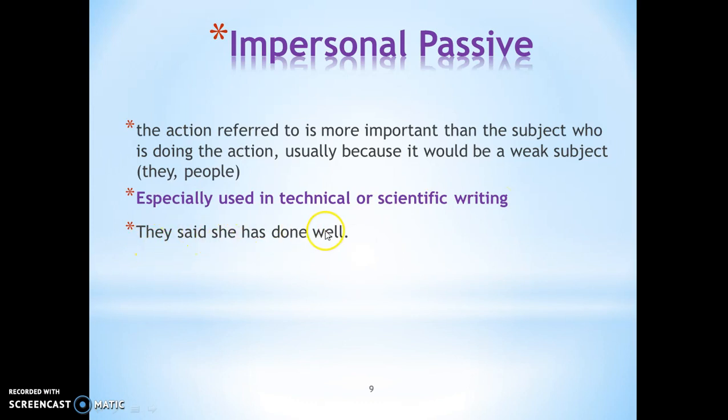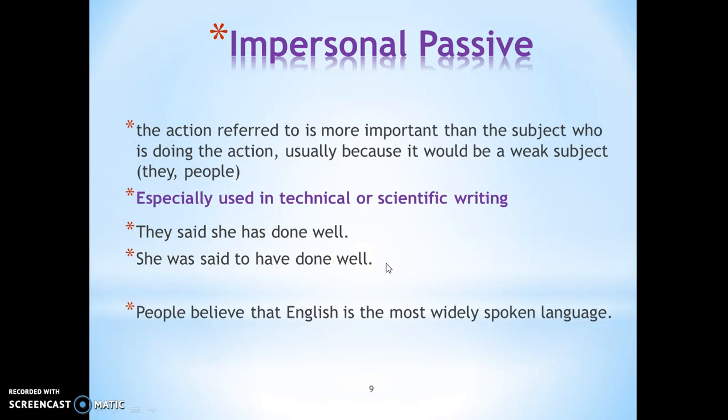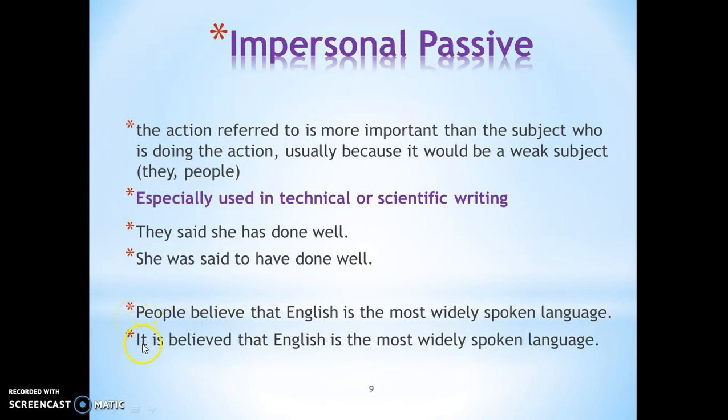They said she has done well. This sentence would be written in the impersonal passive as she was said to have done well by dropping the subject or the doer of the action, they. It also does not add the word by after it. Let us see another example. People believe that English is the most widely spoken language. The impersonal passive would drop the subject people. It is written as it is believed that English is the most widely spoken language.